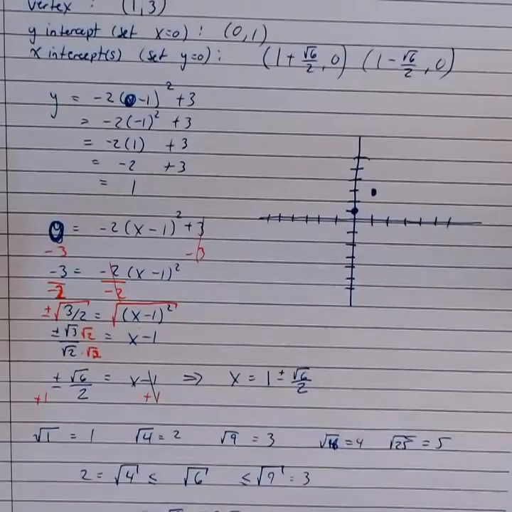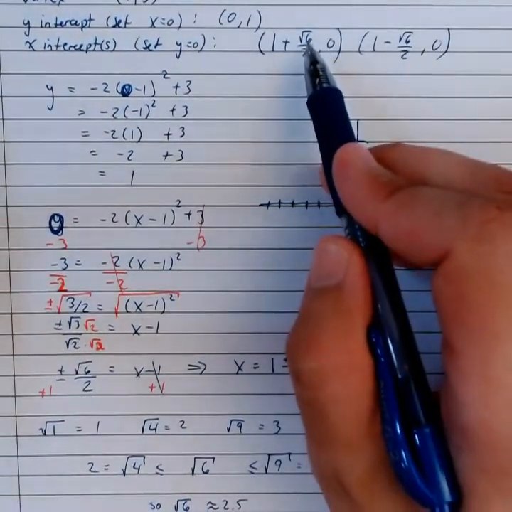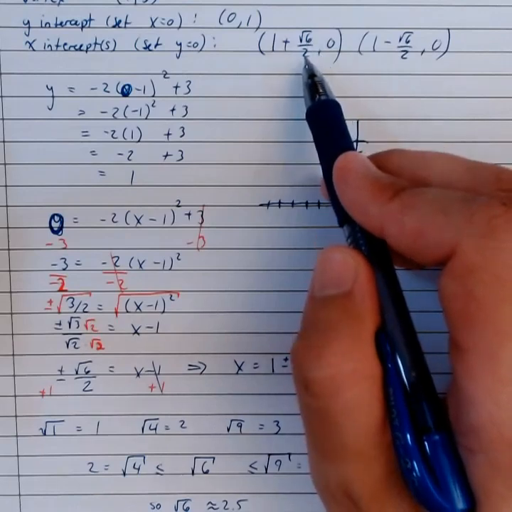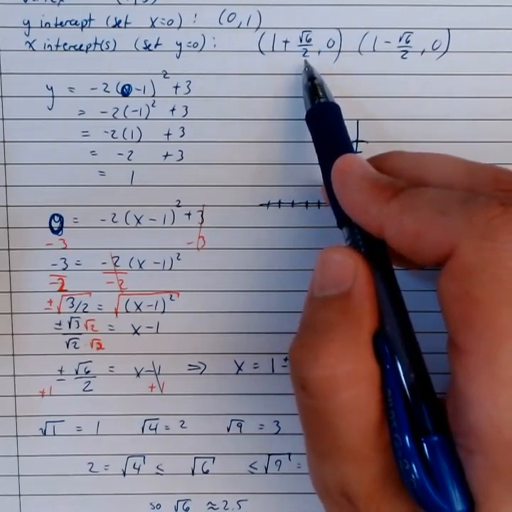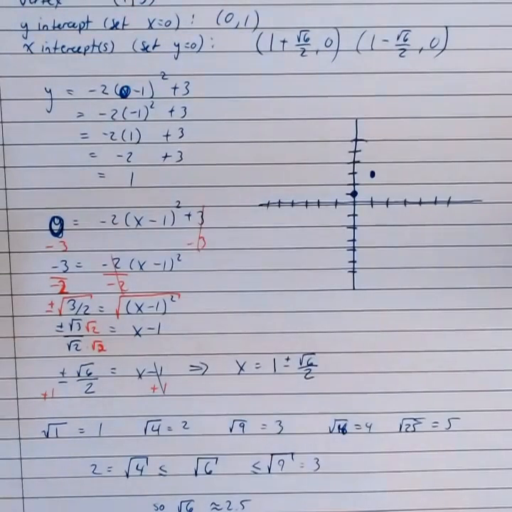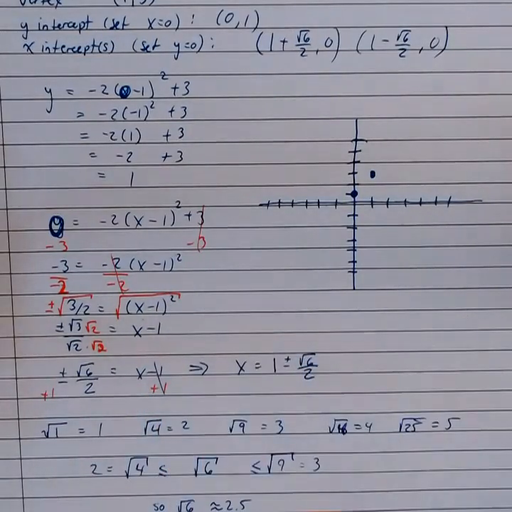Okay, so now let's look at this. Square root of 6, well, that's about 2.5. Okay, so now divide that by 2. 2.5, if I cut that in half, that's 1.25. And now if I take 1.25 and I add 1, that's 2.25. Okay, well, there we go, 2.25.